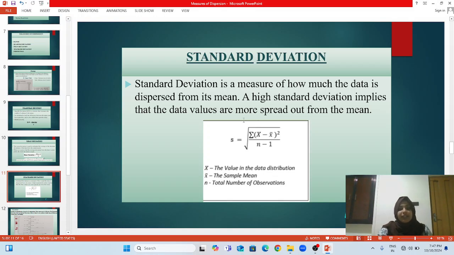Here we have an equation to find the standard deviation, that is root of sigma (x minus x bar) whole squared divided by n minus 1. So here it is (x minus x bar) whole square by n minus 1. x is the value in the data distribution. x bar is the mean of the data set. n is the number of observations. Once we get these three values, we can find the standard deviation.